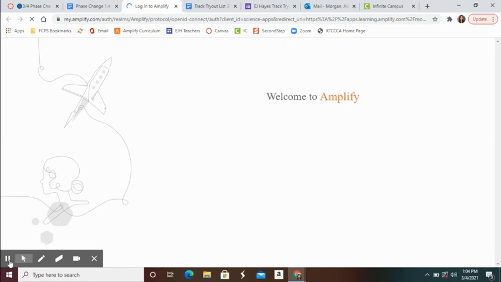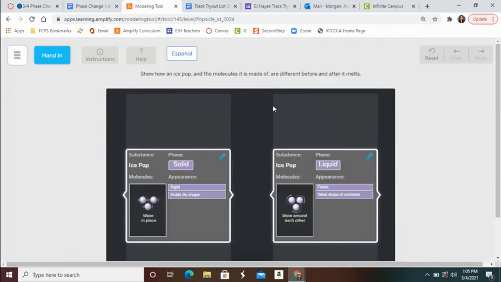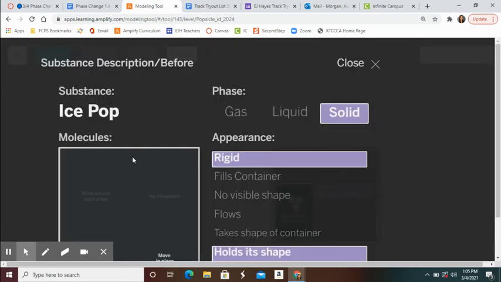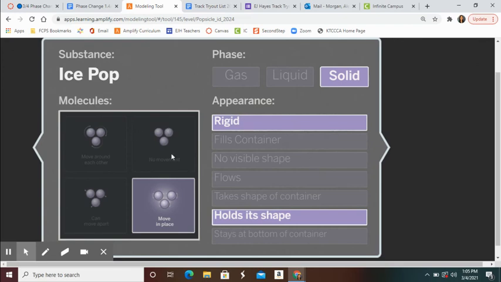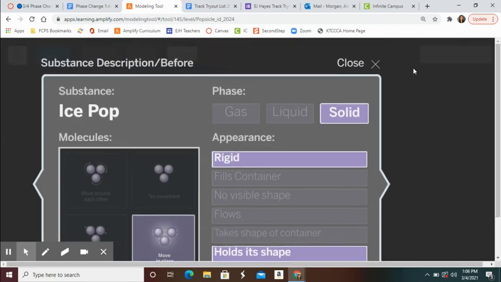Hopefully it will load. There we go. You're going to see I already filled this one in, so yours will look a little different because yours is not filled in. Here is the modeling tool, and we are modeling the popsicle and what it would look like before and after it melts. We know that before the popsicle melts it's going to be a solid. You click these little blue pencils up in the top corner, and you choose, as you can see I already chose, how the molecules will move in a solid and what that's going to look like. They're rigid and they hold their shape. And so that is the solid.